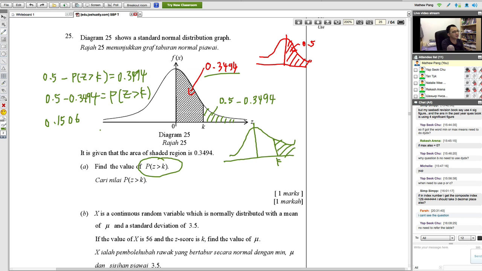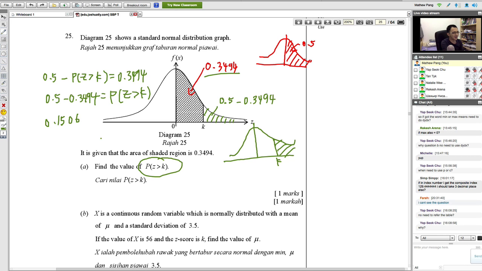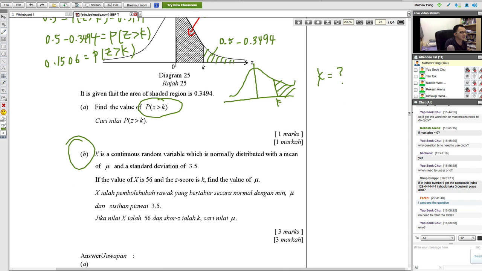Yeah, for the first one, no need to refer to the Z value table. I think A and B also no need. Because for this one, they only want to find the probability Z is bigger than K. They are not finding the value of K. If the question asks you what is the value of K, then you will need to refer to the Z value table. We have not yet found the value of K until part B. In part B, you will need to know what K is. Then you will need to refer back to the table. Okay, we go to the second part.